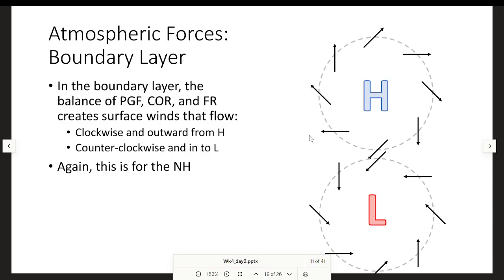So, in the boundary layer, the balance of PGF, Coriolis, and friction creates surface winds that flow clockwise and outward from the high, and counterclockwise and into the low. So instead of around the low perfectly, they're going to just flow into the low. This is for the northern hemisphere.